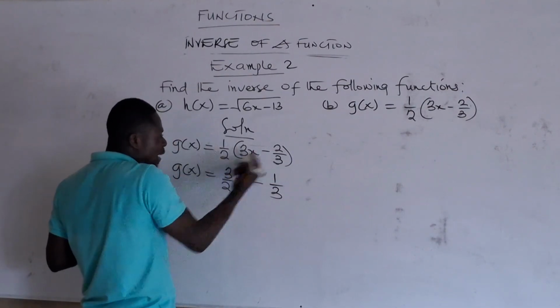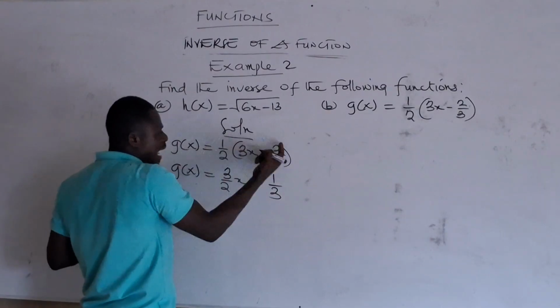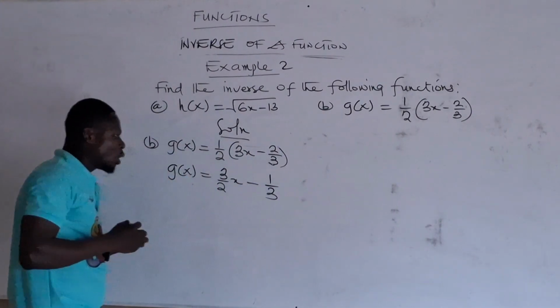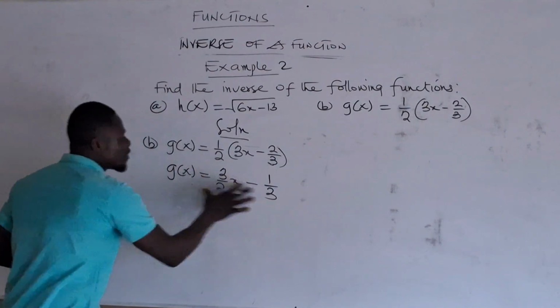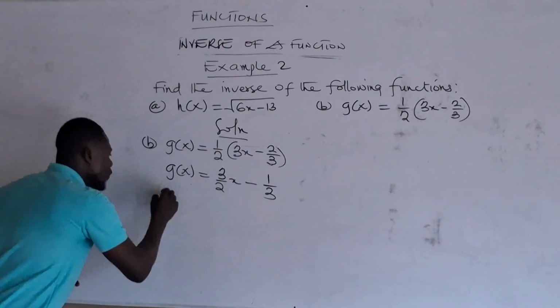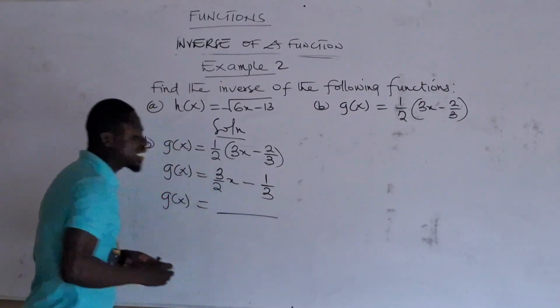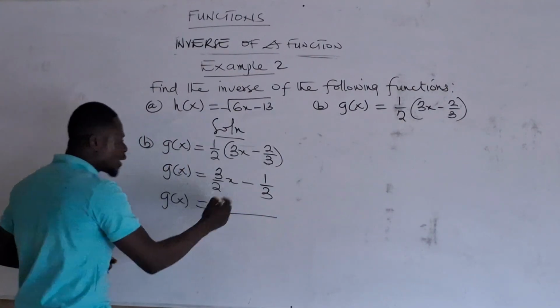Why? Because the 2 will cancel the 2. So it will be left with 1 by 1 and then 1 by 3. So we have 1 on 3. Now this one can further be simplified. How? We write g of x is equal to, we do that by finding the LCM of the denominators. Now what will be the LCM?